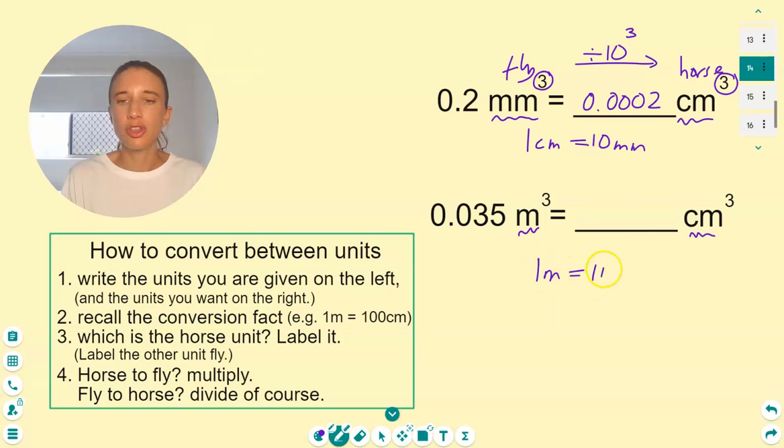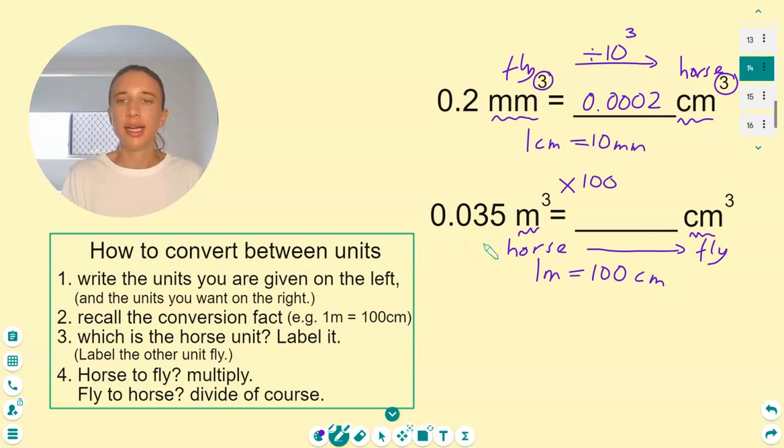And then we've got meters cubed to centimeters cubed. 1 meter is 100 centimeters, which is the horsier unit out of meters and centimeters. The bigger unit is this one. So the meters, horse to fly, multiply by conversion factor. And then you realize I wanted meters cubed to centimeters cubed. I must cube that conversion factor. So we're doing 0.035 times 100 cubed. 35,000.